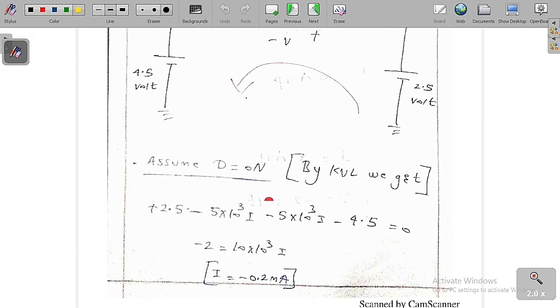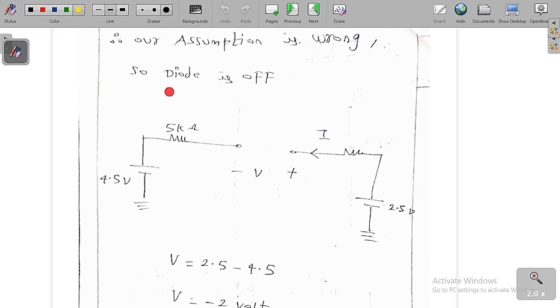So the assumption is wrong. If I is positive, the result supports the assumption, but here the result is a contradiction to the assumption. Therefore current is moving in the opposite direction, so simply we can say it is an open circuit. Our assumption is wrong, therefore the diode is off. So now we are going to turn off the diode. This is 5 kilo ohm, this is 5 kilo ohm, 4.5 volt and 2.5 volt.